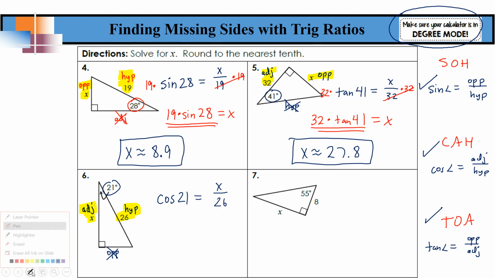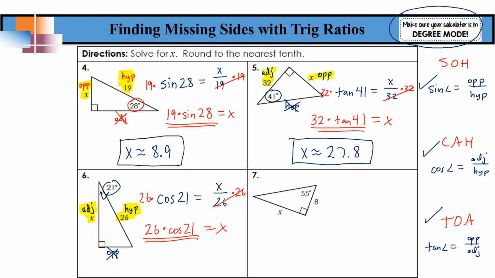Just like before, to undo that division, we multiply both sides by 26, like so. We see that this cancels out. We're left with 26 times cosine of 21 equals x. And this is what we want to type into our calculator. Go ahead and pause the video, type that into your calculator, and see if you get the same answer as me. All right, you should have gotten x is approximately equal to 24.3 when you round to the nearest tenth.